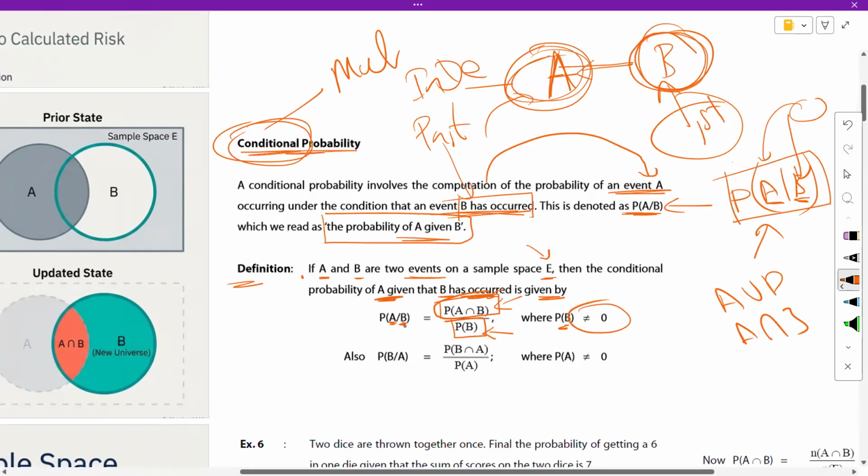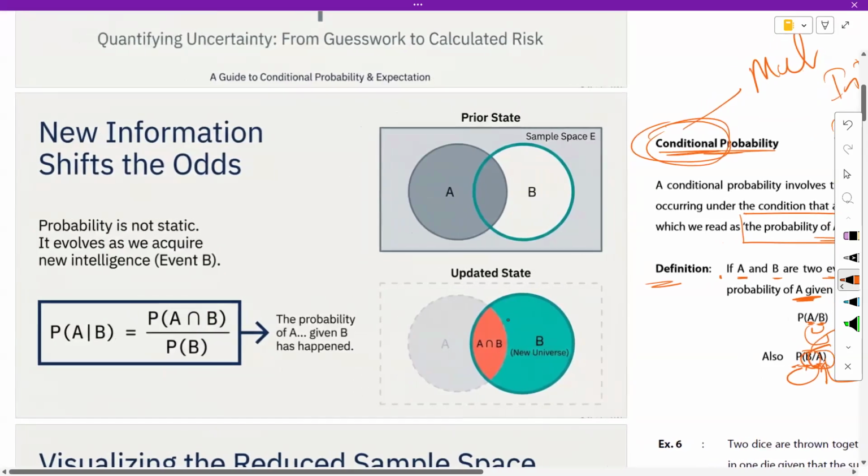Now we swap B and A like this: probability of B given A. Here A should occur first, and then we find the probability of B. So here it is B intersection A, the common area, over the probability of A. So A is the denominator, B intersection A is the numerator. Here the probability of A is never equal to 0.